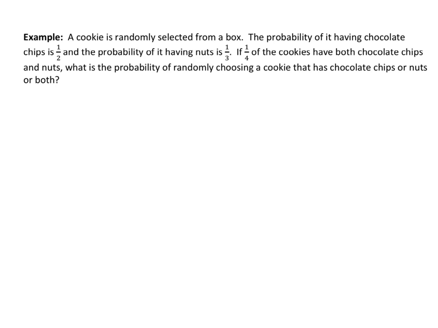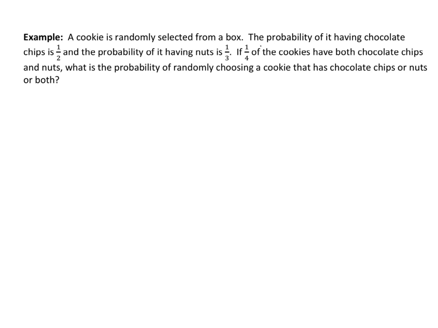All right, so a cookie is randomly selected from a box. The probability of it having chocolate chips is 1/2, and the probability of it having nuts is 1/3. If a quarter of the cookies have both chips and nuts, what's the probability of randomly choosing a cookie that has chocolate chips or nuts or both? So what I want to do here is take this problem that's written in English and convert it to math, right?